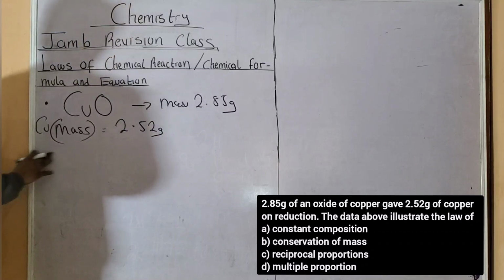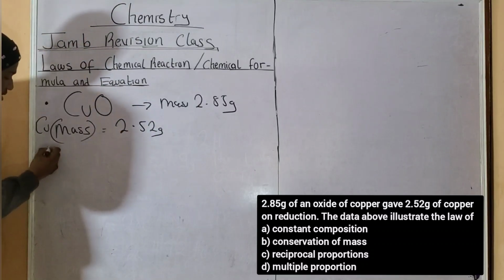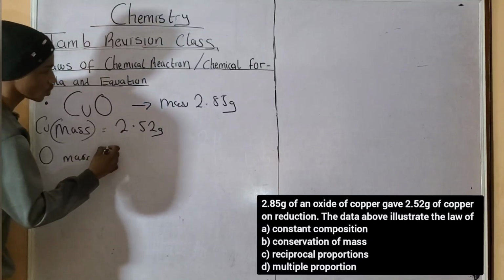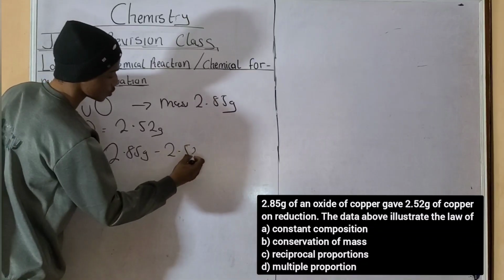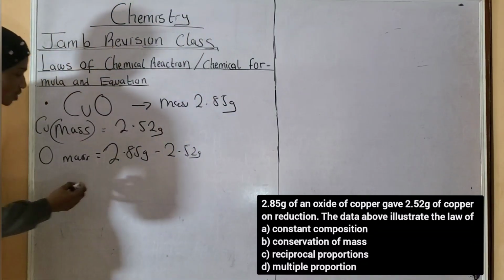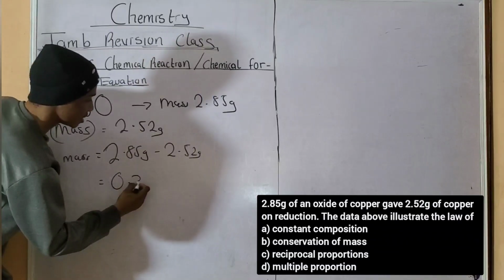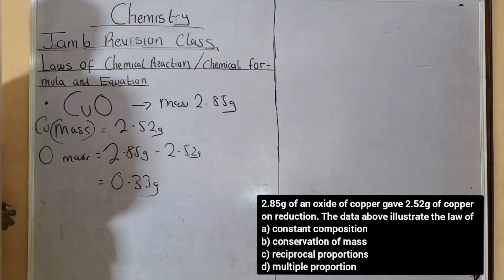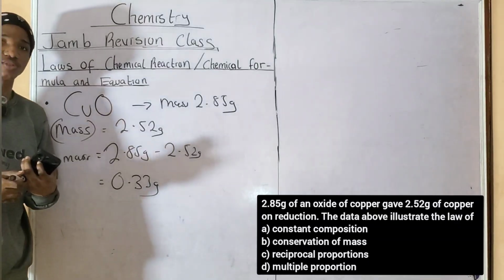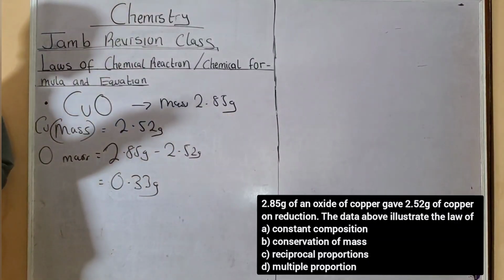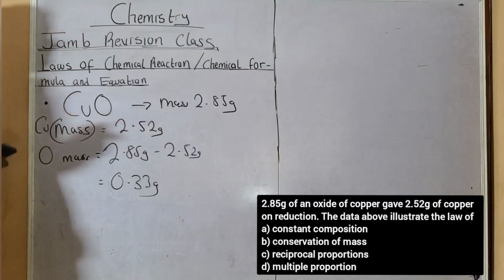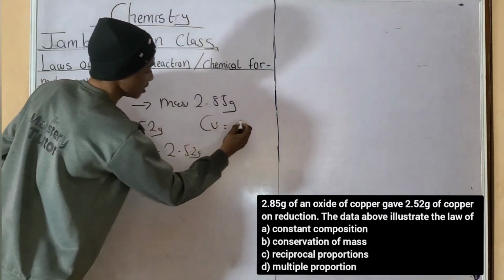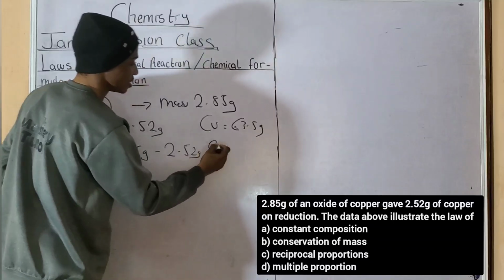Now, how can I get the mass of oxygen? The oxygen mass will be equal to the total mass, which is 2.85 gram minus 2.52 gram. So here I'm going to have 0.33 gram. That is the mass of oxygen. Now, let us calculate the moles of both copper and oxygen. The atomic mass of copper is 63.5 gram per mole, and for oxygen it is 16.